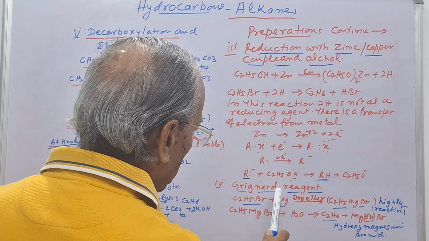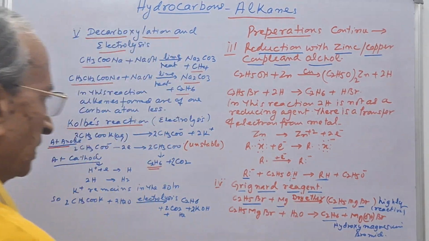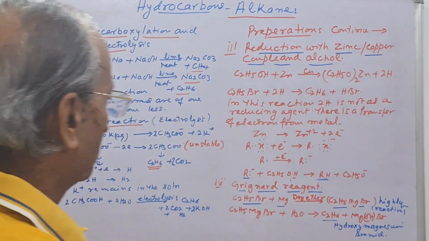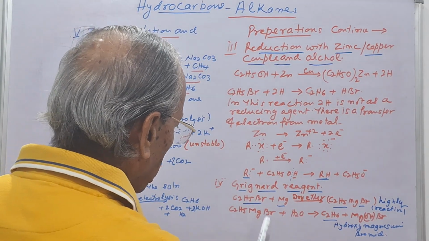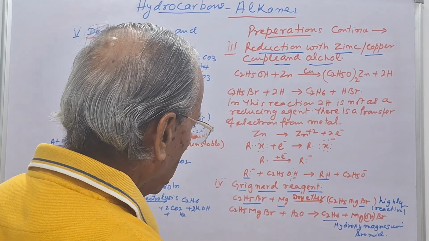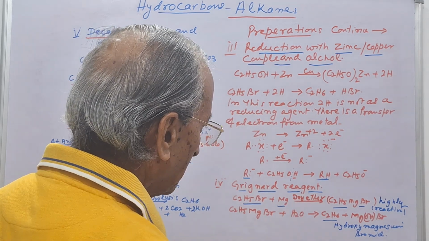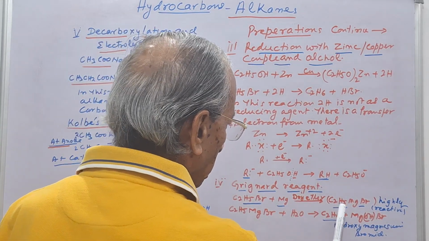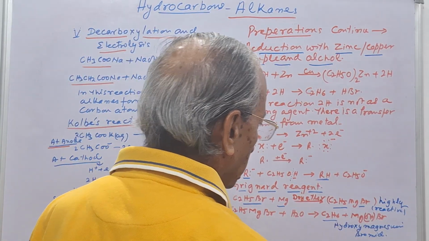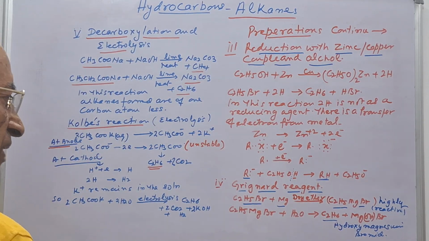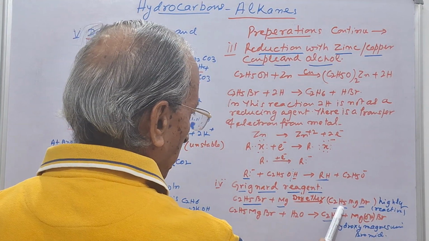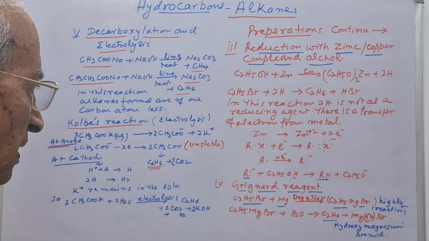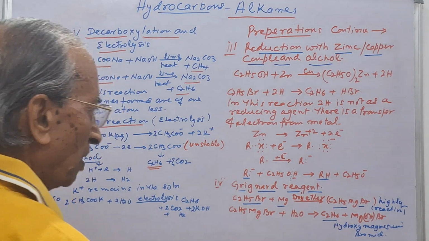Now, Grignard reagent. It's a very important reagent in organic chemistry because it is highly reactive in nature. Actually, alkyl halides react with magnesium in dry ether to form ethyl magnesium bromide, that is an additive product, that is C2H5MgBr. And it is very highly reactive in organic chemistry. It is used for the preparation of so many compounds.